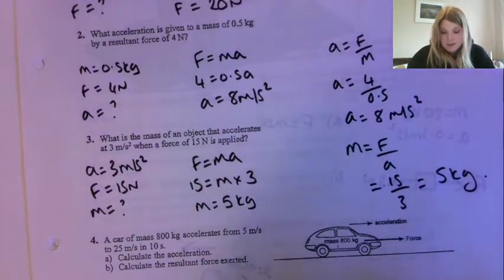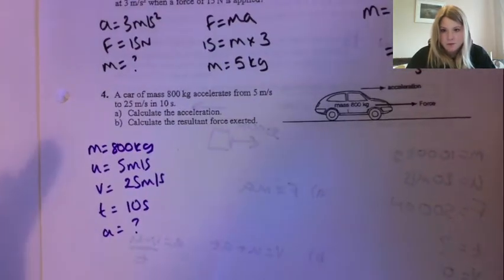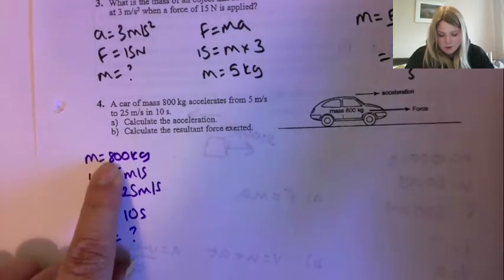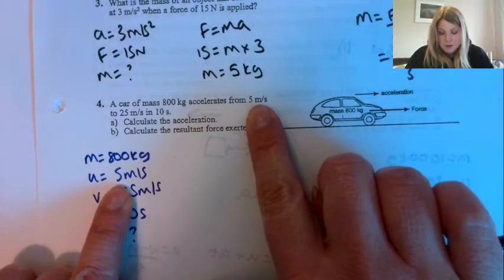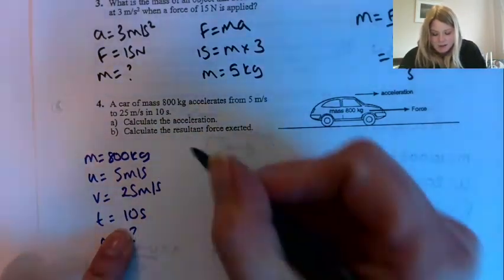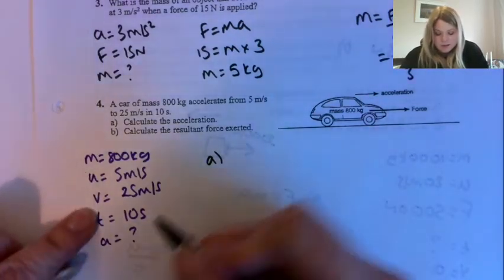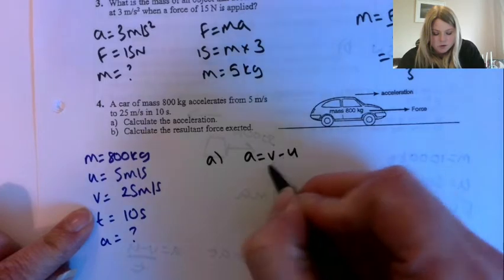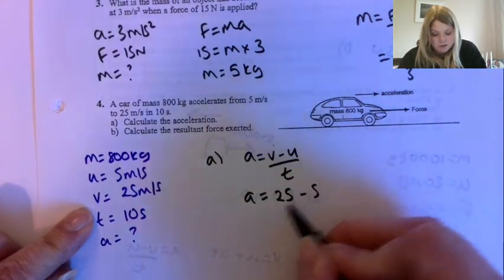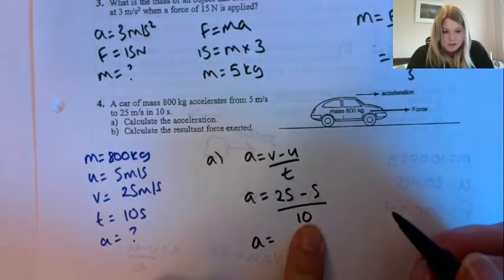From question 4 onwards, they did start to get a little bit more awkward, so we'll slow down a bit for going over those. So, a car of mass 800 kilograms accelerates from 5 meters per second, so that's u, to 25 meters per second, that's v, in 10 seconds. Part A is asking us to calculate the acceleration. So we have u, v and t, so we can use a equals v minus u over t. So v is 25, u is 5 and t is 10. 25 take away 5 is 20, divide by 10, we get 2.